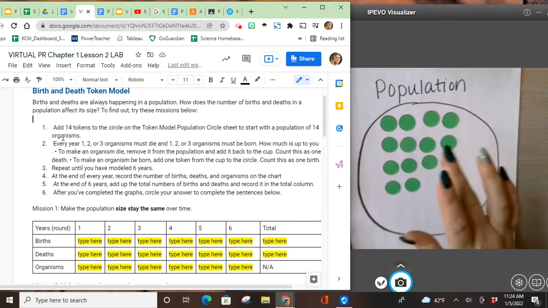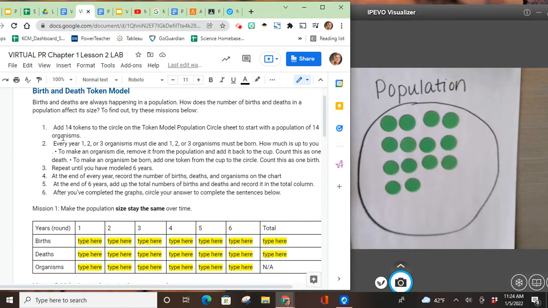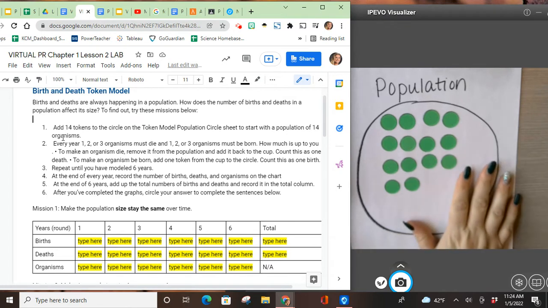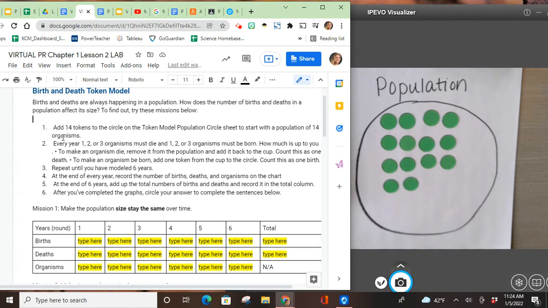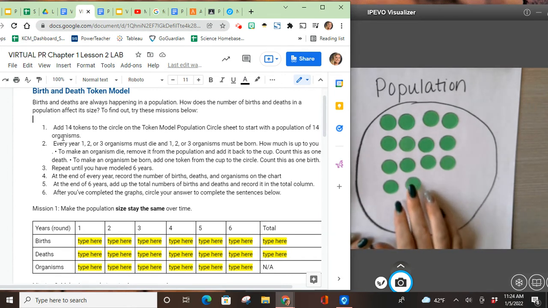I want you to think about 14 tokens in this circle on the token model population. Think about a population of, let's say, meerkats today. Each of these little green tokens represents a meerkat. Every year, 1, 2, or 3 organisms are going to die, and 1, 2, or 3 organisms are going to be born. How much is up to me. To make an organism die, we would just simply remove it from the circle. To make an organism be born, we would add a token to the circle.